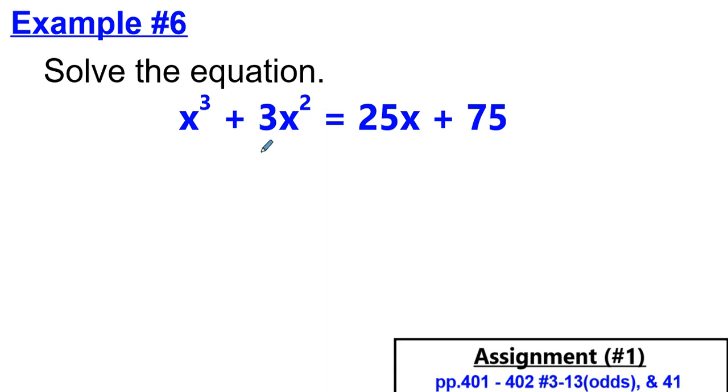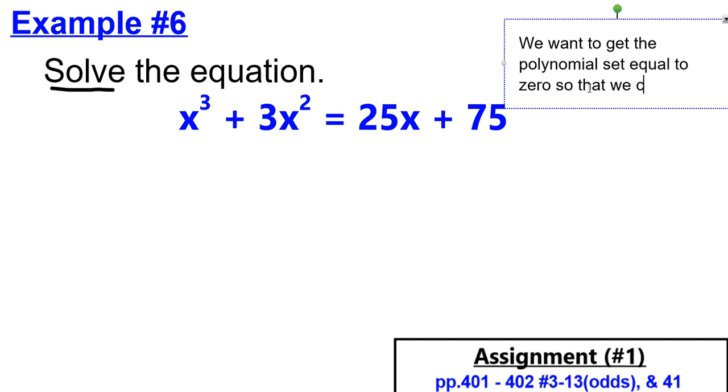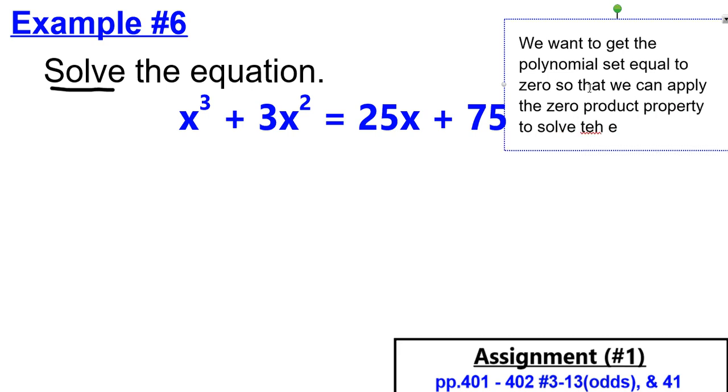Okay, so this is an equation we do have to solve. In order to solve a polynomial equation, we have to get it set equal to 0 because at some point we'll have to apply the zero product property. So anytime it's not equal to 0, you always want to start by getting it set equal to 0. So let me put another note on here. We want to get the polynomial set equal to 0 so that we can apply the zero product property to solve the equation.